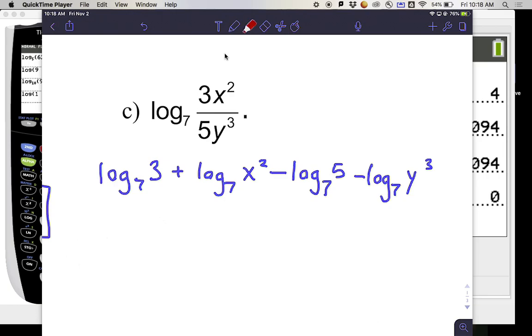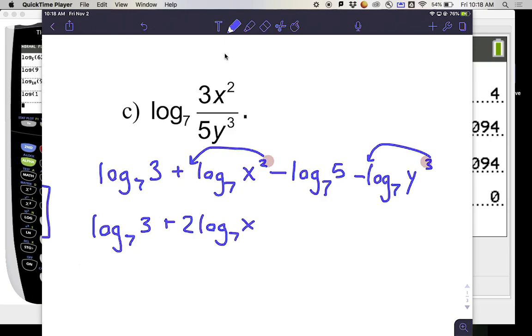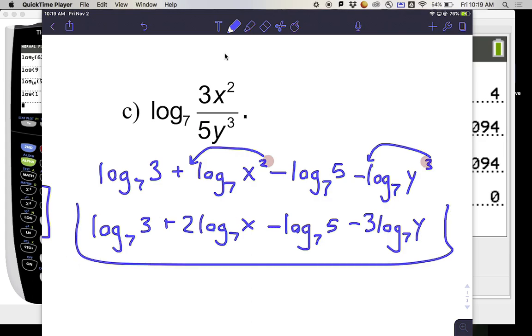All right, and then the last step we can do is take care of these exponents and bring them out to the front. So we're going to write this as log base 7 of 3, and then plus 2 log base 7 of x, and then minus log base 7 of 5, and then minus 3 log base 7 of y. And then that is it there.